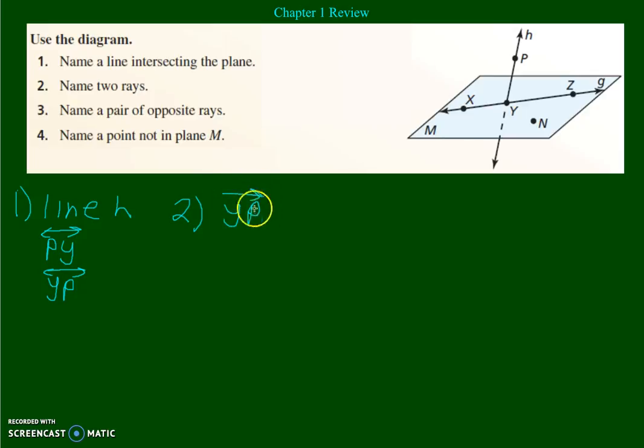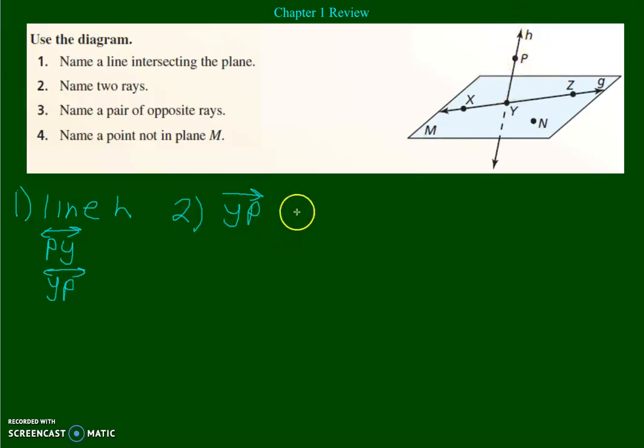And with rays, you have a straight bar with no arrowhead on the left and an arrowhead on the right. What this indicates is that the letter on the left is the end point of the ray, and the letter on the right is the point through which the ray goes and continues on infinitely. So ray YP starts at Y and goes on infinitely through P.